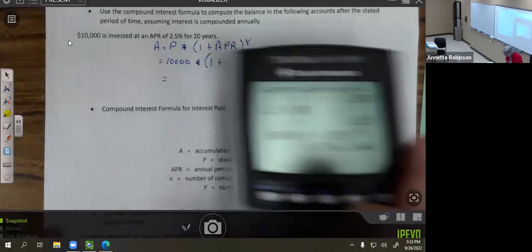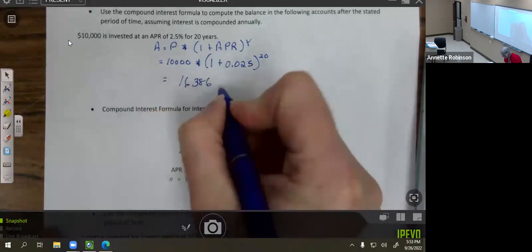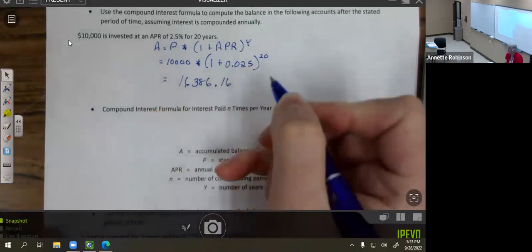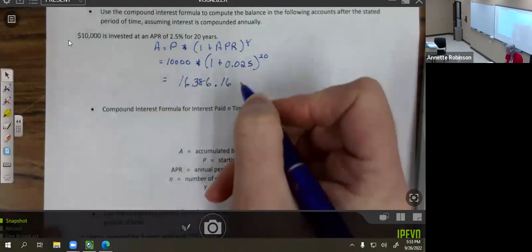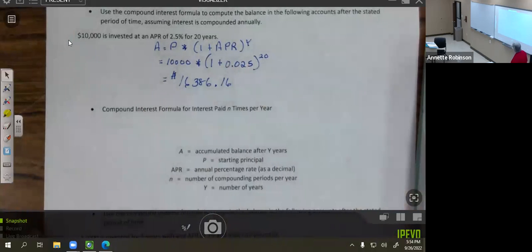Notice we're getting 16,386. If I round it to 2 decimal places for cents, I'm just going to have 16 because 4 is not enough. So you've taken $10,000 of your money to the bank. In 20 years, you're going to go in the bank and they're going to give you a $16,386.16 check.